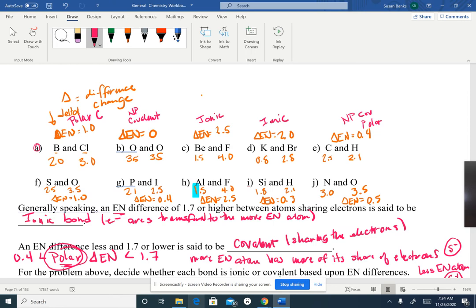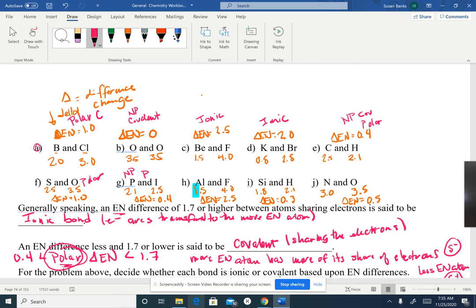F, we have a difference of 1.0. That is definitely a polar bond. Okay. G, we have a difference of 0.4. So once again, this is right on the line between nonpolar and polar. So I would accept either there.